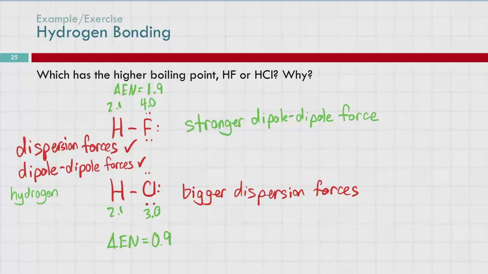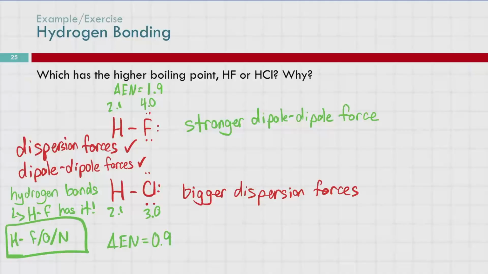HF has the conditions for hydrogen bonding. We need to have hydrogen bonded directly to fluorine, oxygen, or nitrogen to be able to do hydrogen bonding. HF is one of those conditions, so this also has hydrogen bonding. Is hydrogen bonding stronger or weaker than dipole-dipole forces? Stronger. It's stronger.